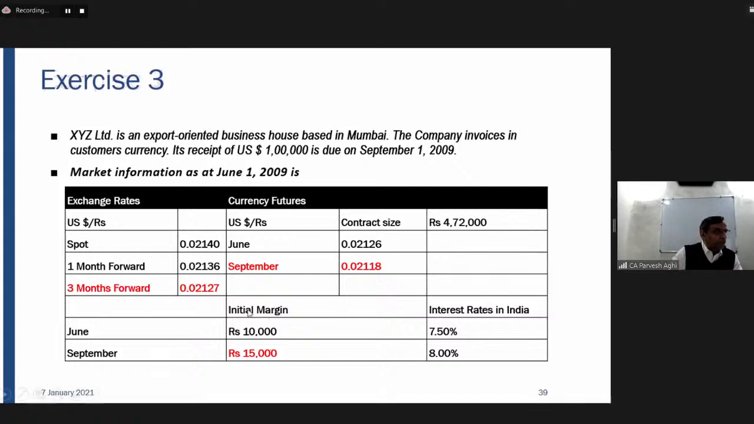Initial margin: when a person takes a position in the futures market, he has to pay a margin, which we discussed in our earlier lecture. If he enters a June contract, he pays 10,000; if he enters a September contract, he pays 15,000. So 15,000 is more relevant, and the June information is additional and will not be used. The interest rate is 7.5% in India, and 8% in September. Since the margins are paid upfront and released after expiry, we have to work out the interest cost a person will incur. Now I think it's very clear; all the information is given to you.